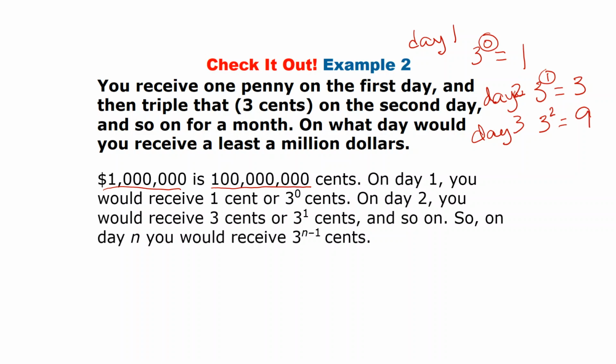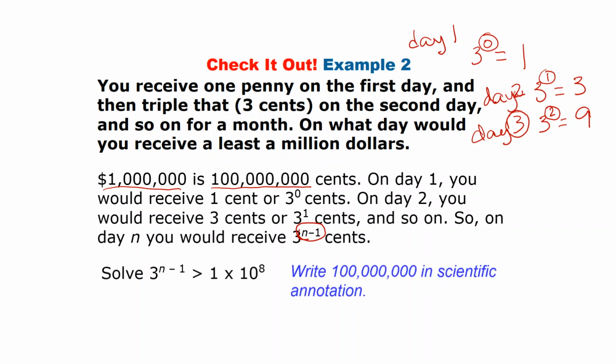All right, so I want you to see what's happening here. Each day is actually n minus 1. So day 3 would be n, which is 3, minus 1, which would be a 2. So n minus 1 is what we're going to be using for our exponent there. All right, so once we know that, we could go ahead and write this 100 million in scientific notation, which is 10 to the 8th power. And if you're not sure, it's 10 with 8 zeros behind it: 3, 6, 7, 8.